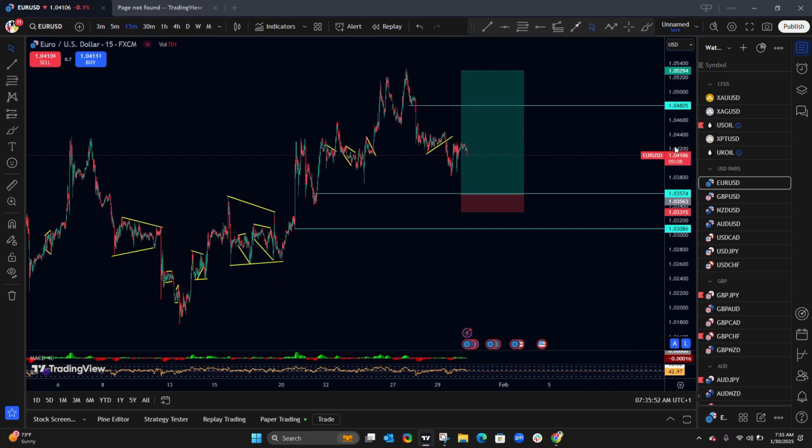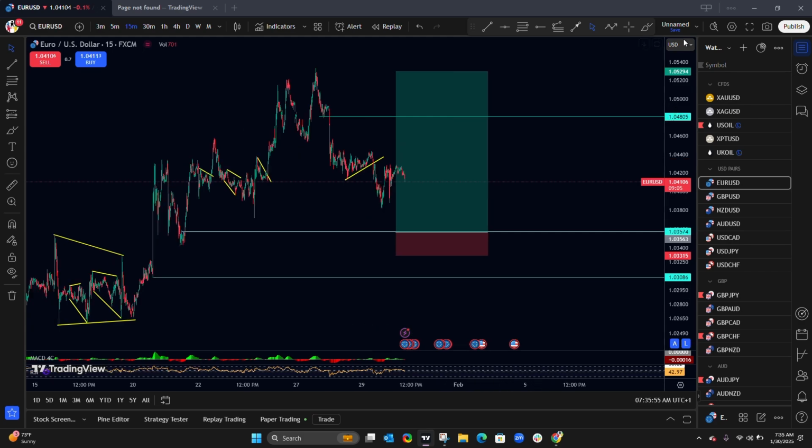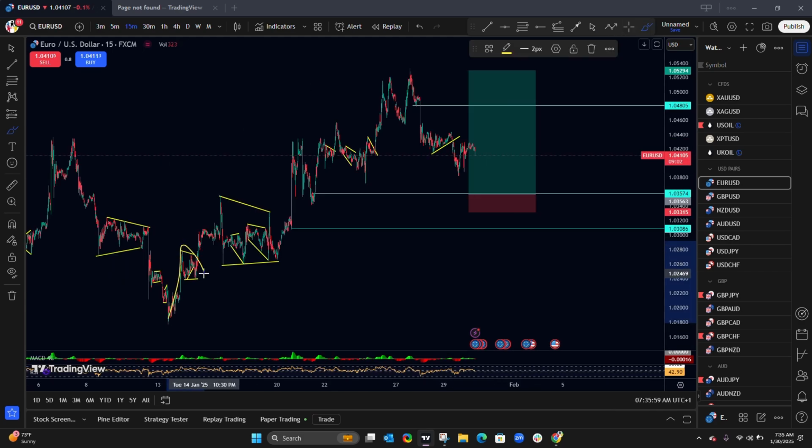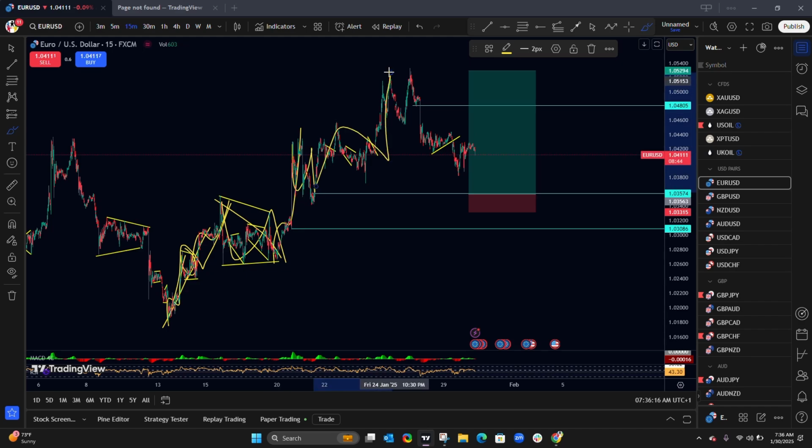Now this is a 15 minutes time frame. From here you can see we had 1, 2, 3. You can also see 1, 2, 3 here. See this correction, see 1, 2, 3 here. You can see this 1, 2, 3. So this is a 1, 2. You can see 1, 2, 3. You can see this.